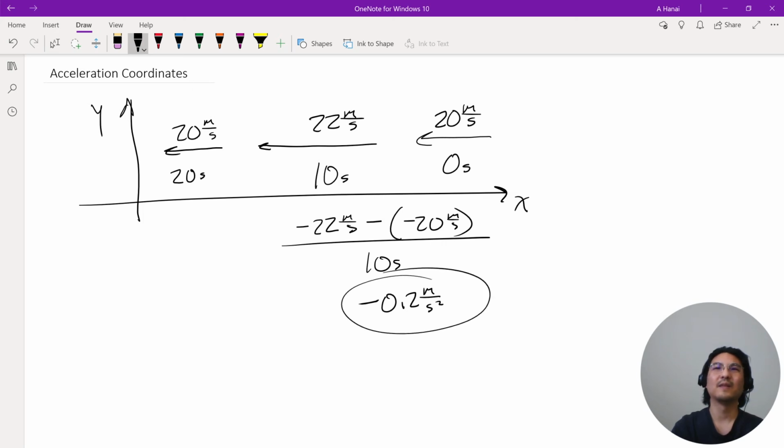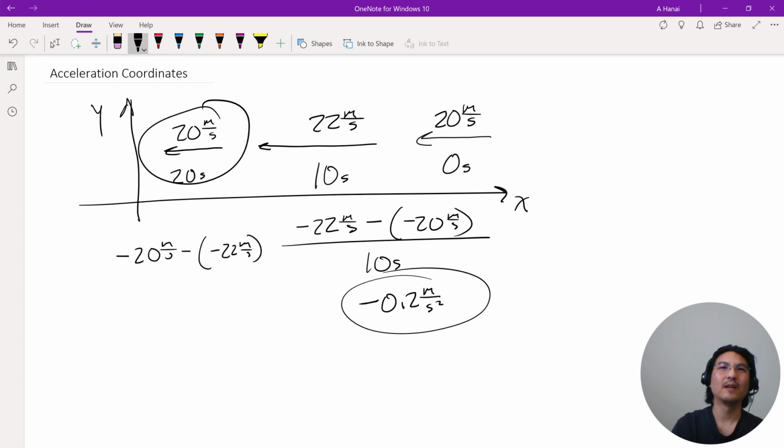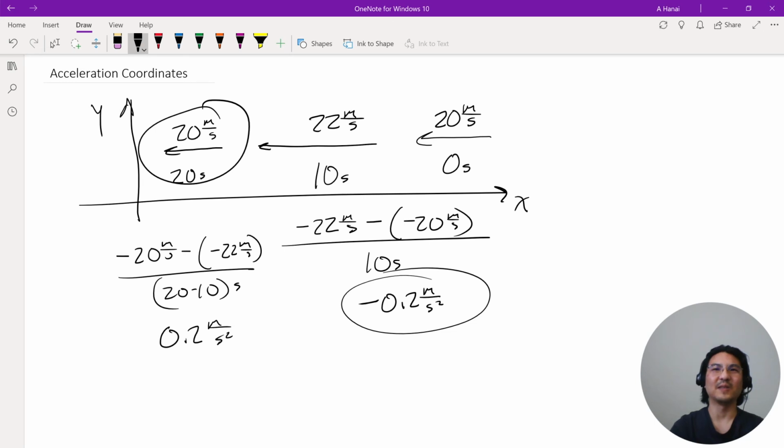here, right? How about here? So you're slowing down now, right, from 22 to 20, but then it's final minus initial. So it's negative 20. And again, this is negative because of how we chose coordinates. Minus negative 22 over 20 minus 10. Right, so this would be 0.2 positive, right?